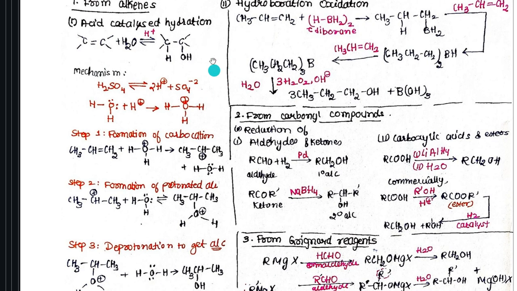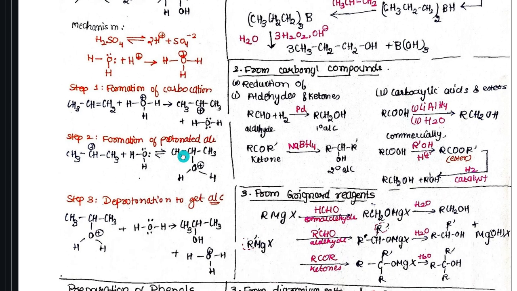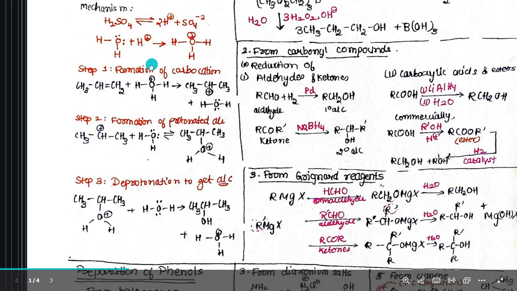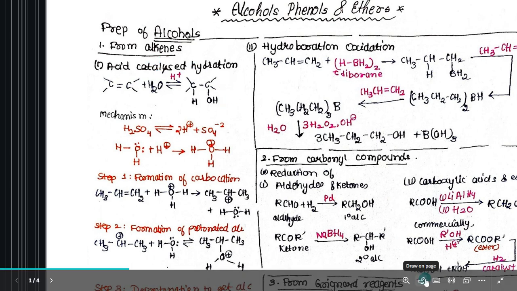Of course others are also important, but in these two, hydroboration oxidation is important. And for acid catalyzed hydration, it is important for its mechanism. So coming to preparation from alkenes, that is acid catalyzed hydration. Let's break down the words first.